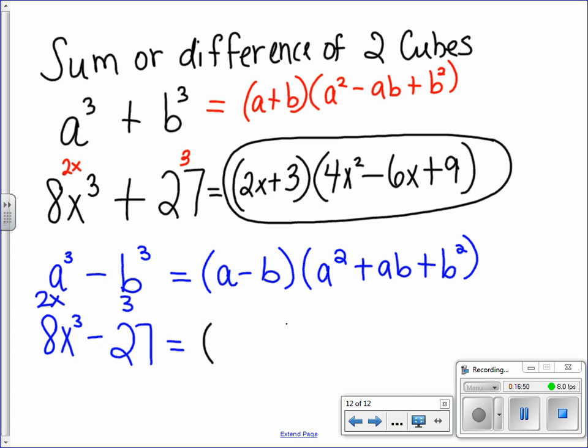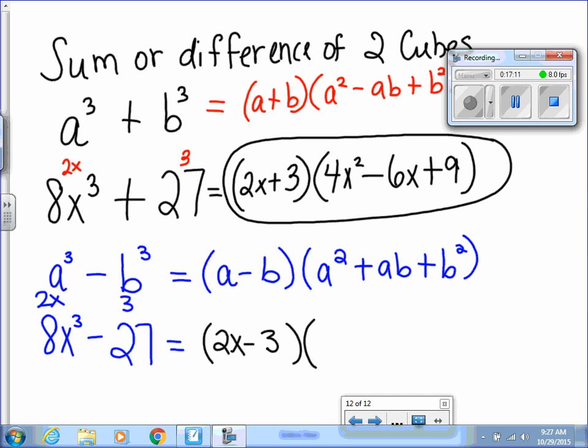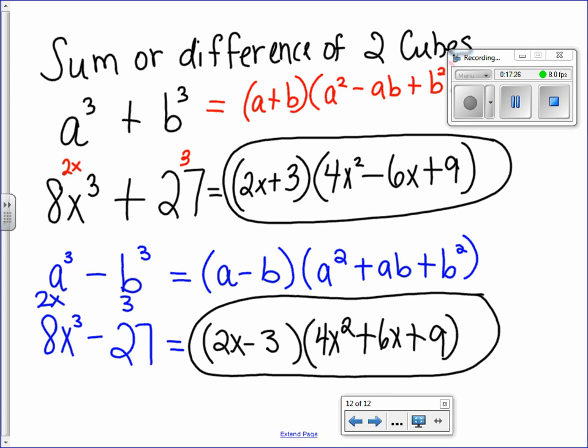So, if I want to factor this out, what's a minus b? What's in the a place? What's in the b place? Times a squared. What's that going to be? 4x squared plus ab plus b squared. That's what those factor down to.